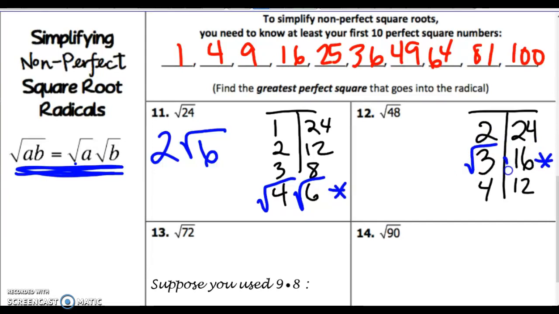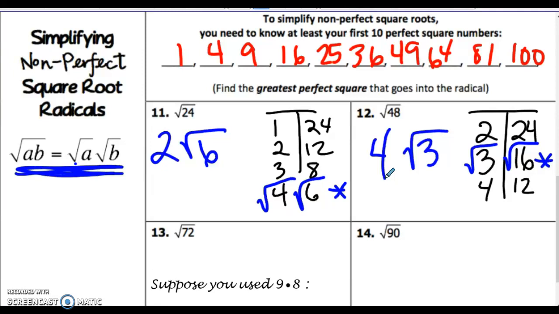So square root of 3, square root of 16. Can I take the square root of 3? I can't. So that stays as square root of 3, but I can take the square root of 16, so I write that on the outside. A pair of 4s comes out, so 4 square root 3.